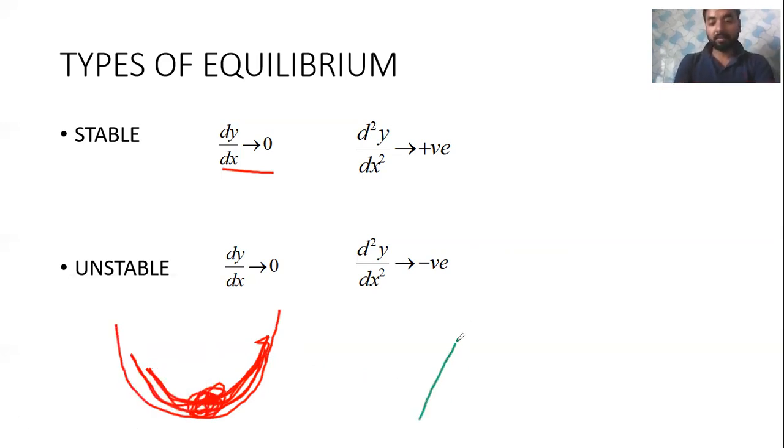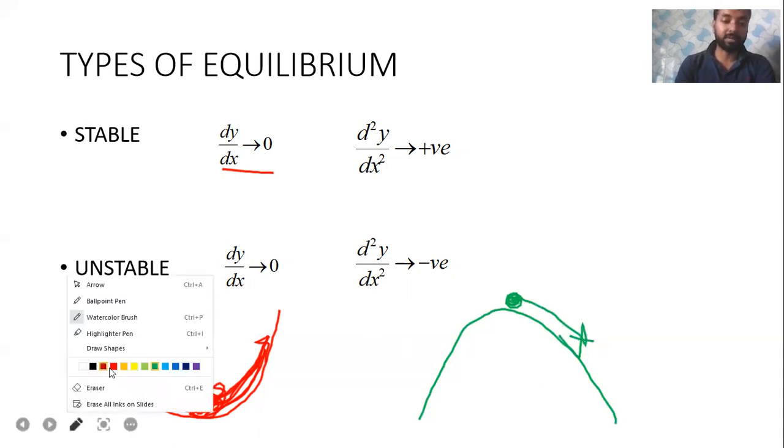If I place that same marble on a hill, okay, I have placed that same marble on a hill. Now what will happen if I displace the marble? If I displace it like this, is it going to come back again? No. So this particular condition is your unstable equilibrium.